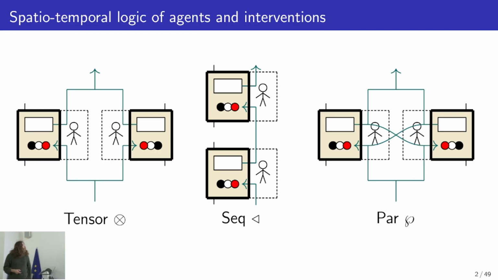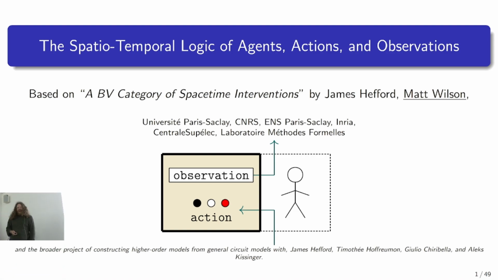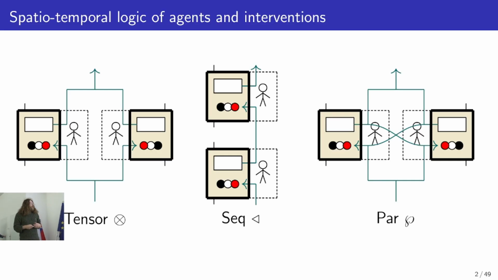So just to say, first of all, where we're going, this is based mainly on a recent paper called A BV Category of Spacetime Interventions, with my collaborator James Hefford. But this whole talk is built around a more general, wider program of research that we've been developing with a few people: Timothy Hoffreumon, Julia Kiribella, Alex Kissinger.